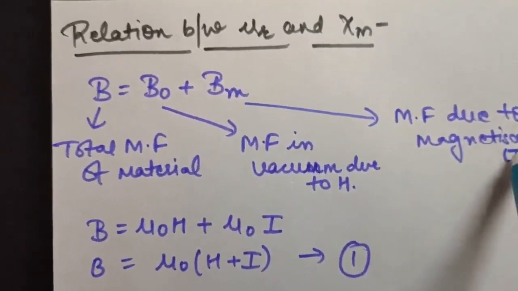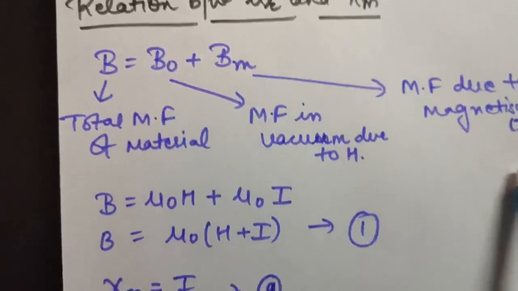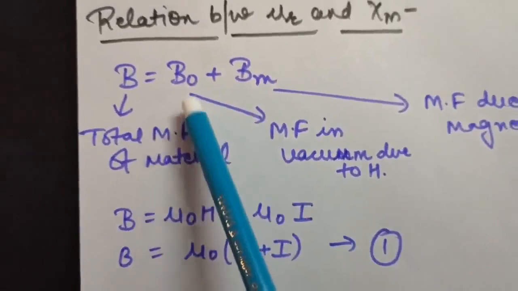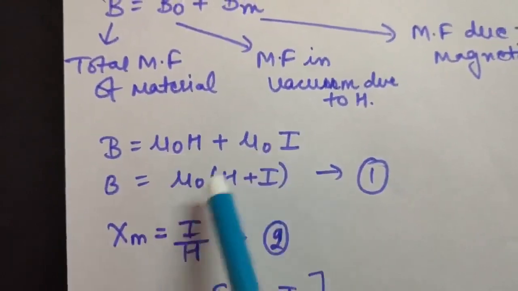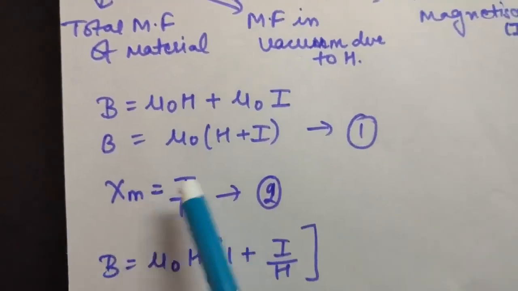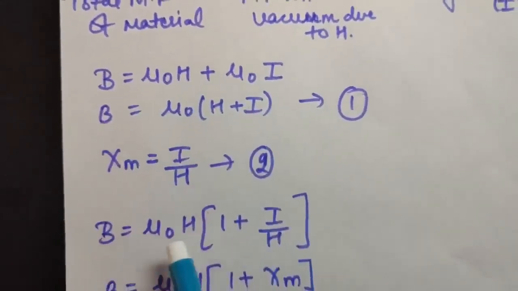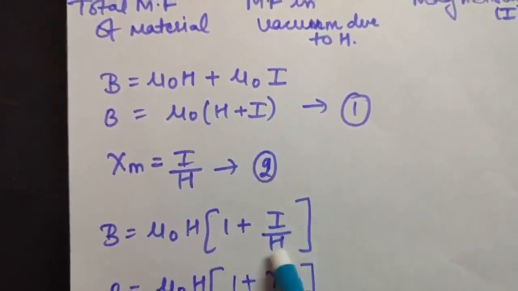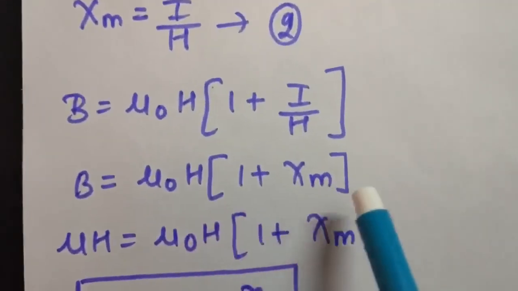The magnetic field due to magnetization is due to I only. Now if B is equal to B naught plus Bm, we put the values: B naught is mu naught H and Bm is mu naught I, because this was in vacuum and this was due to magnetization. Now if I take mu naught common, it becomes H plus I. Mark it first equation. Now you know chi m is equal to I by H. Mark it second equation. If I rewrite this, B is equal to mu naught H common, so it becomes 1 plus I by H, and from the second equation I by H is nothing but chi m, so B is equal to mu naught H into 1 plus chi m.